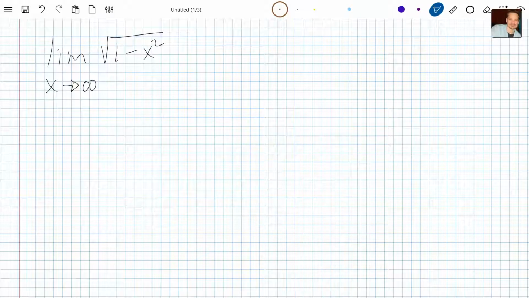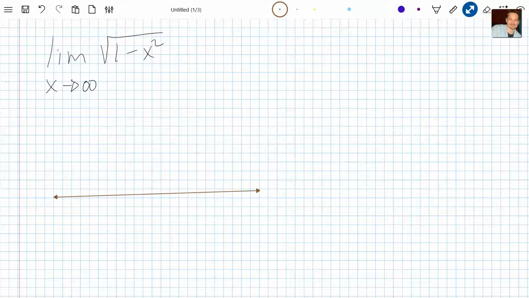Let's take a look at finding a limit. It looks like this: the limit as x goes to positive infinity of the square root of 1 minus x squared. Let's see what happens here. Before I do anything else, let me make a graph. A graph will be very instructive in terms of understanding the limit.